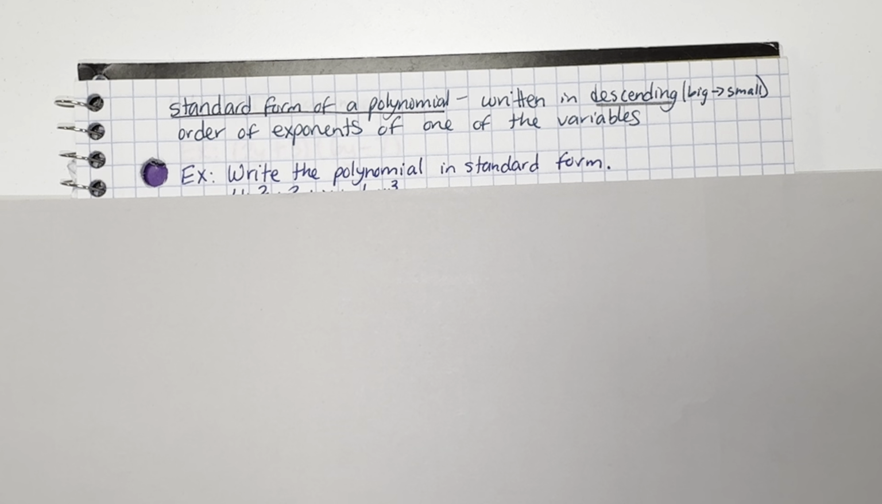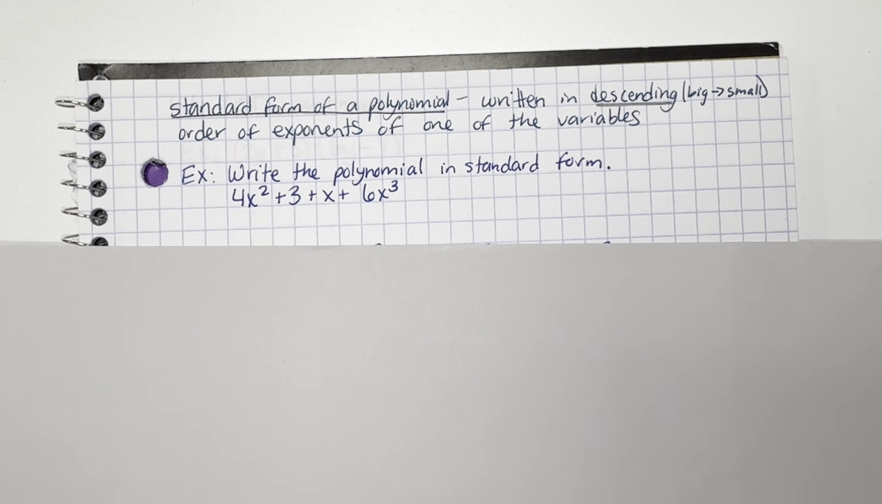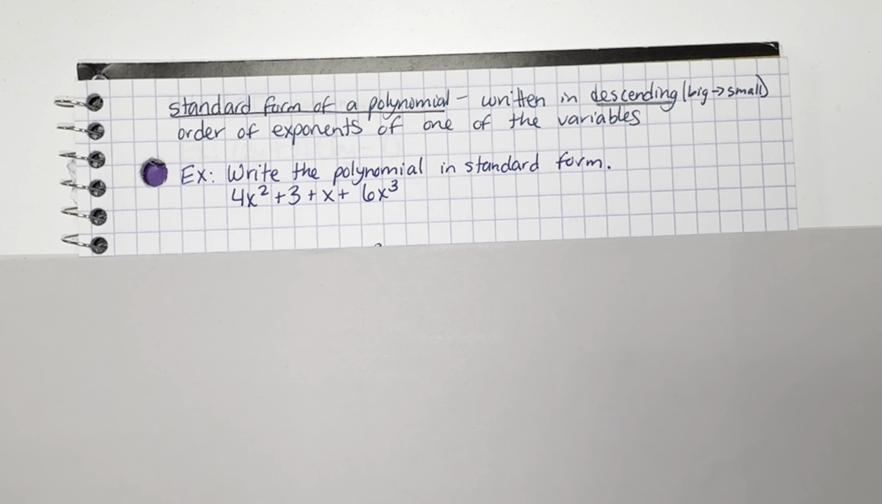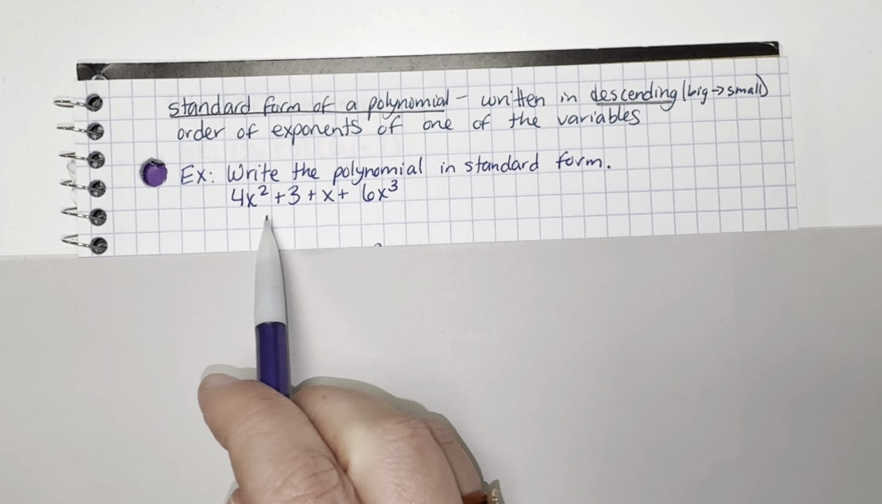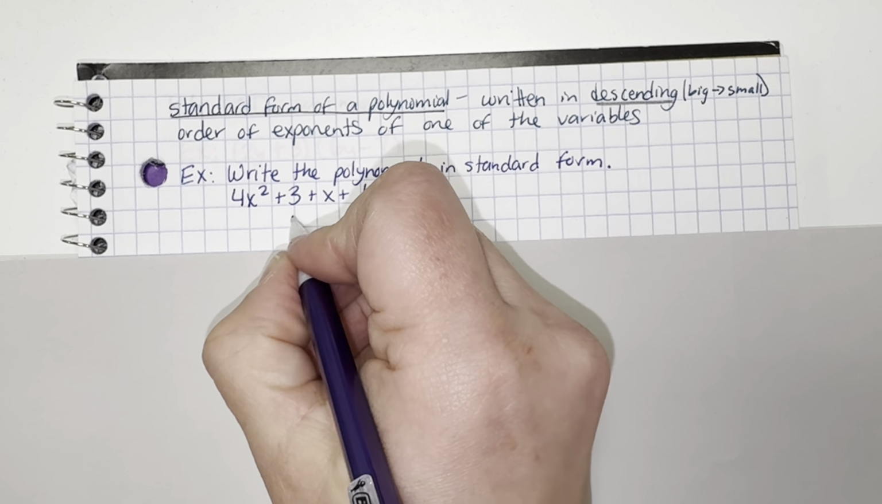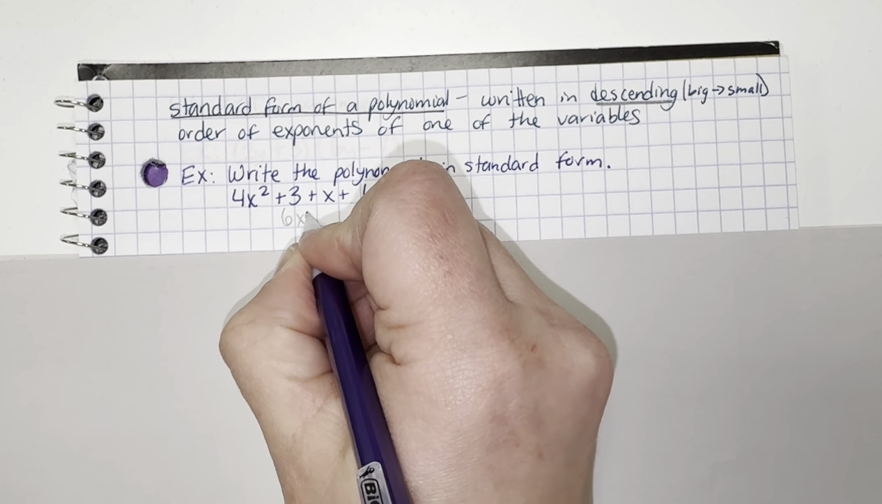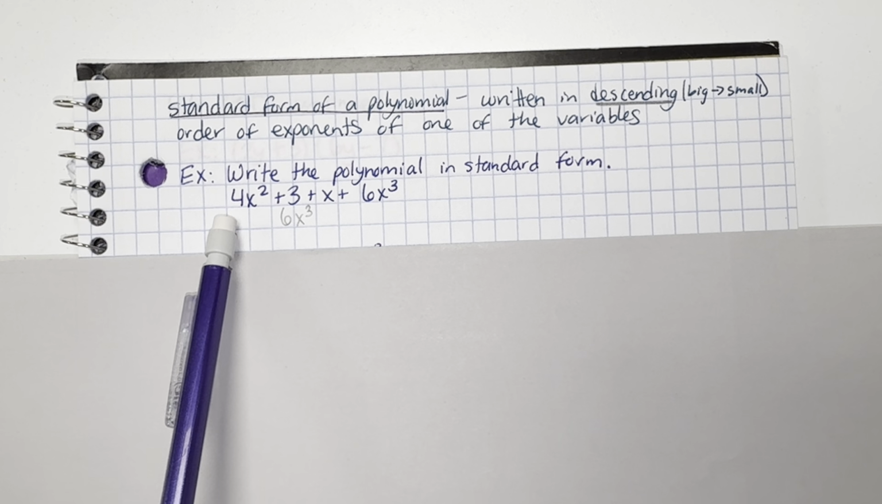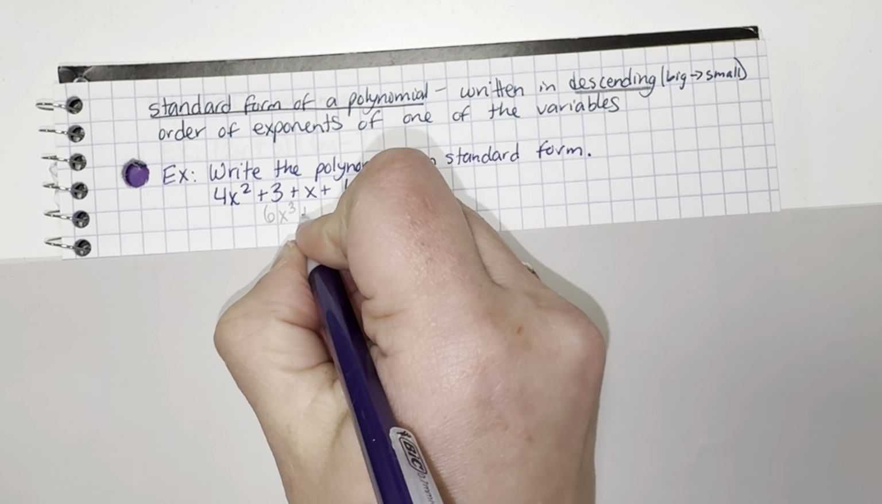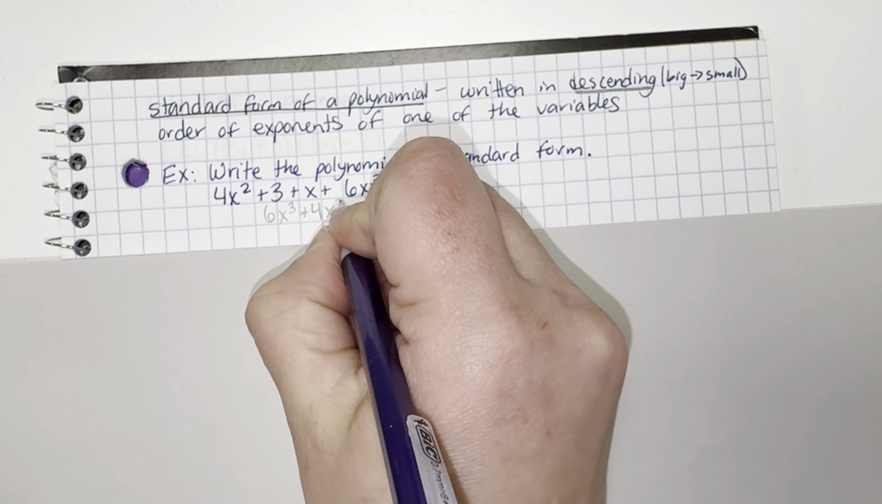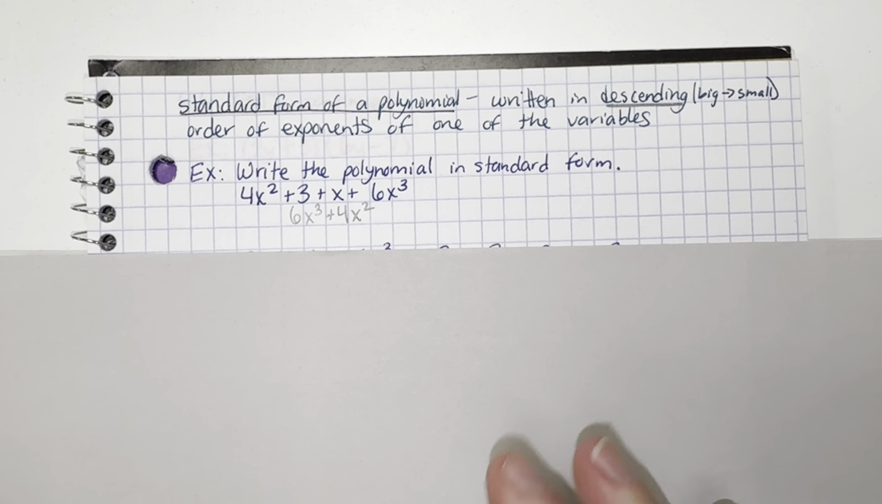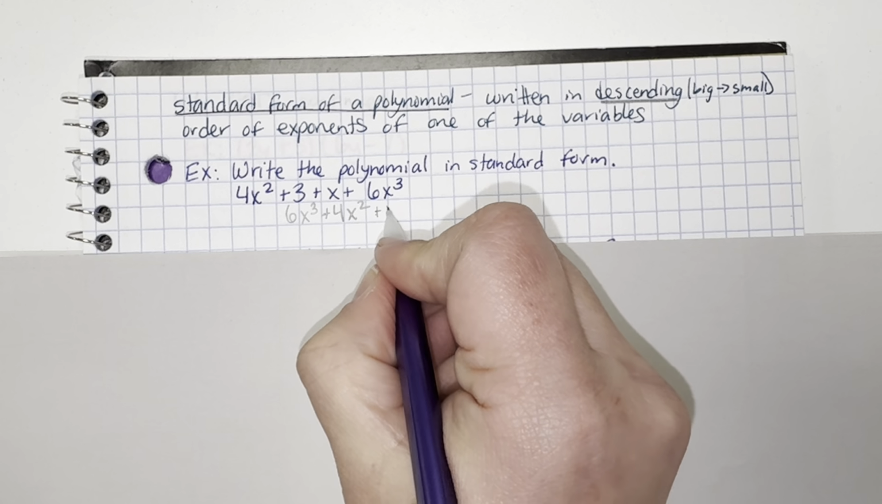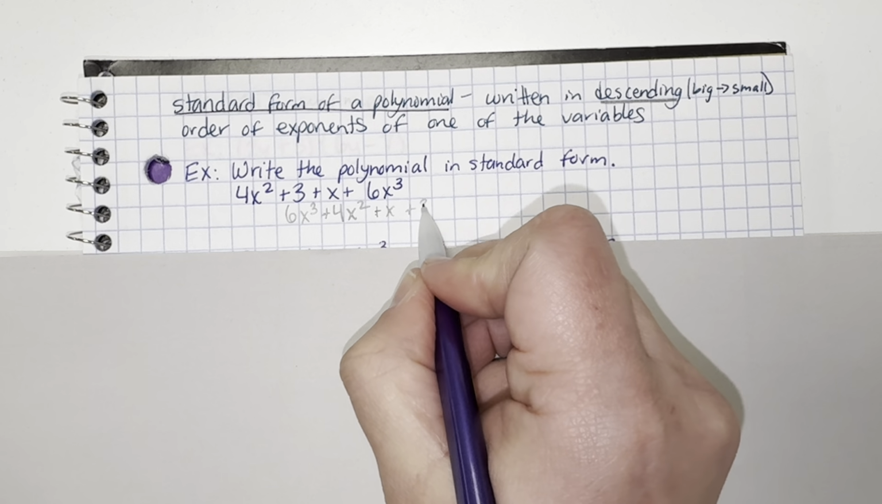So we are going to write our polynomials in standard form. That means we're going to write them in biggest to smallest exponents. So if I take a look here, I got to look for my biggest exponent, and that is the third. So I'm going to write 6x to the third. Now I need to look for my next one, which is x squared. So I'm going to say plus 4x squared. Then the next one would be plus x and plus 3.